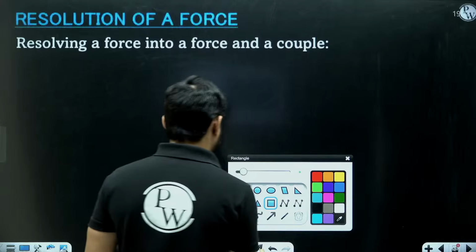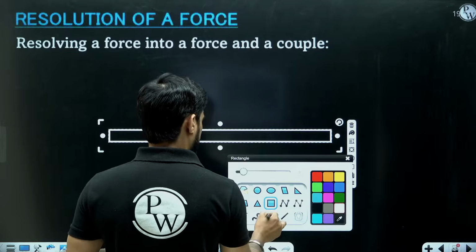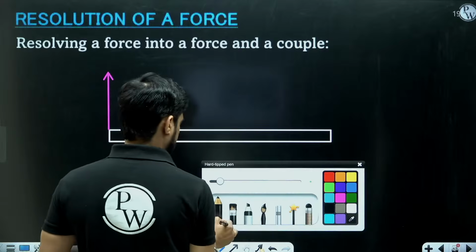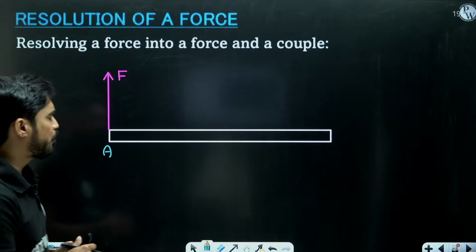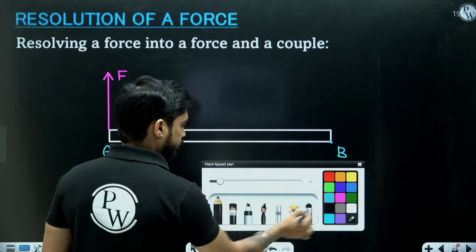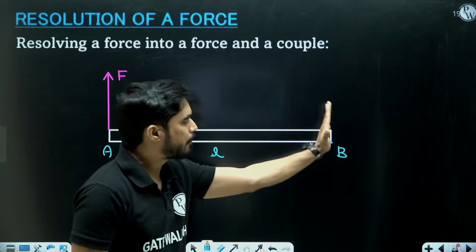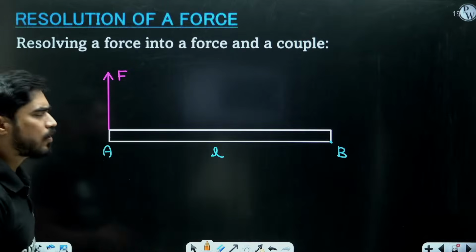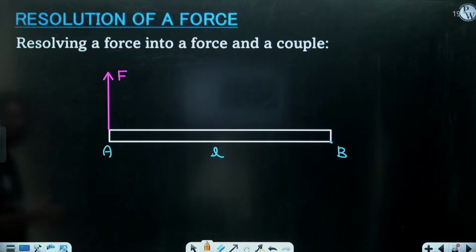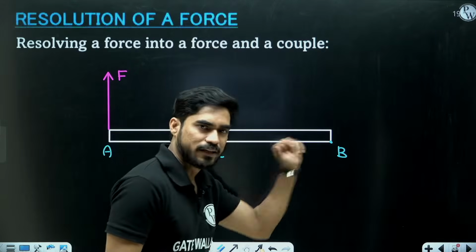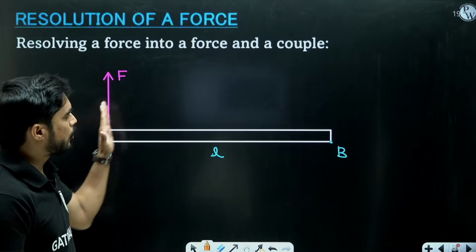Now how do we do that? Let's understand. Let's say that we have a rigid body, and it is subjected to a force F at point A. Now there is another point B at a distance L from point A, and I want to resolve this force into a force and a couple at point B. Or in other words, I want to transfer the force F from point A to point B. So how do we transfer the force from A to B? Let's understand that.